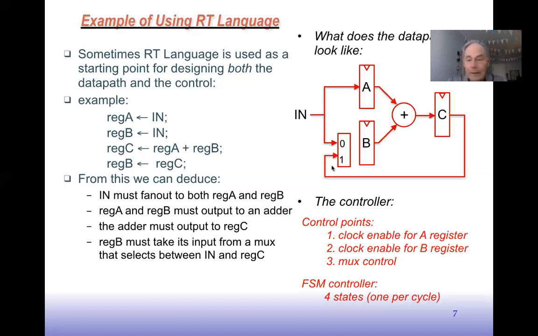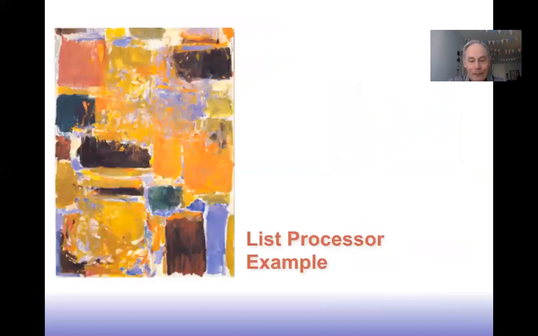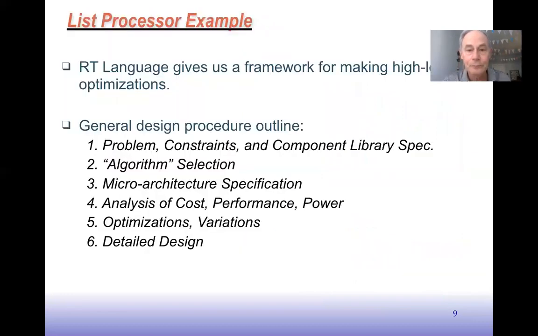Okay, so in the remaining 12 minutes then, I'm going to start the example. And I went through this preliminary material because we're going to use this idea of an RT language program to do our large design example. Not too large, but it's large enough to be interesting. Okay, and this is a list processor. Here's the example. I'm going to start now.